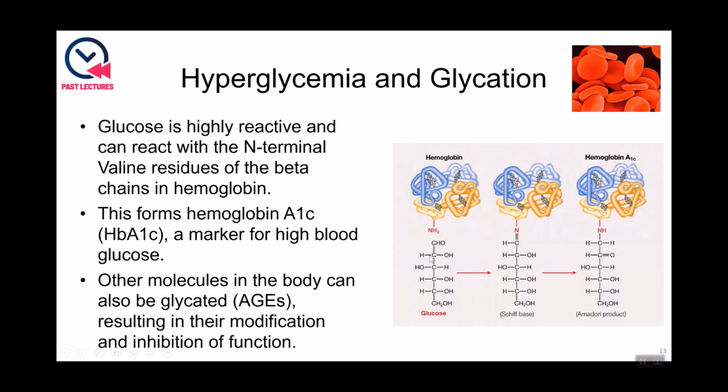The amine will form a covalent bond, or an amide bond, to the aldehyde and form a molecule that's called hemoglobin A1c. And this is actually a marker for high blood glucose. It doesn't affect the function of hemoglobin. This modification is far enough away from the heme binding sites, but we can detect the HbA1c levels in a lab to determine if someone isn't managing their diabetes correctly.